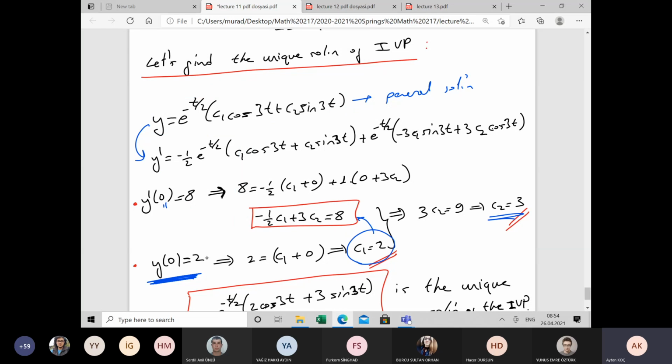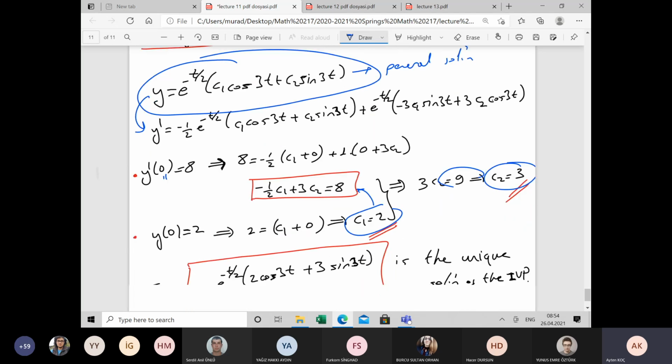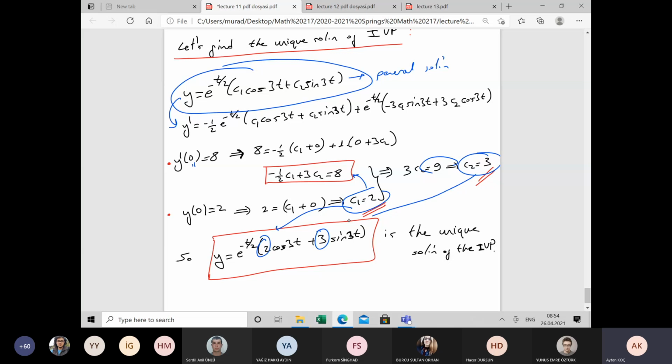Then we write the values of C1 and C2 in the general solution. So we obtain y is e to the minus t/2 times, with c1 equal to 2 and c2 equal to 3, and we obtain the unique solution of the initial value problem because it has no constants left. Any question?